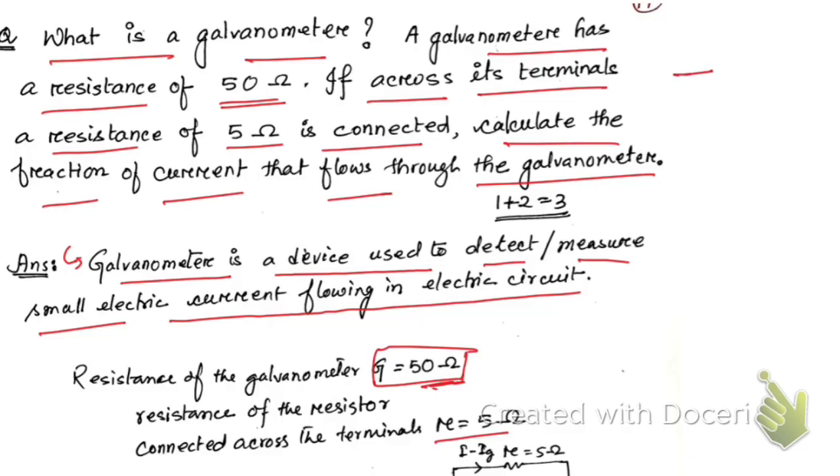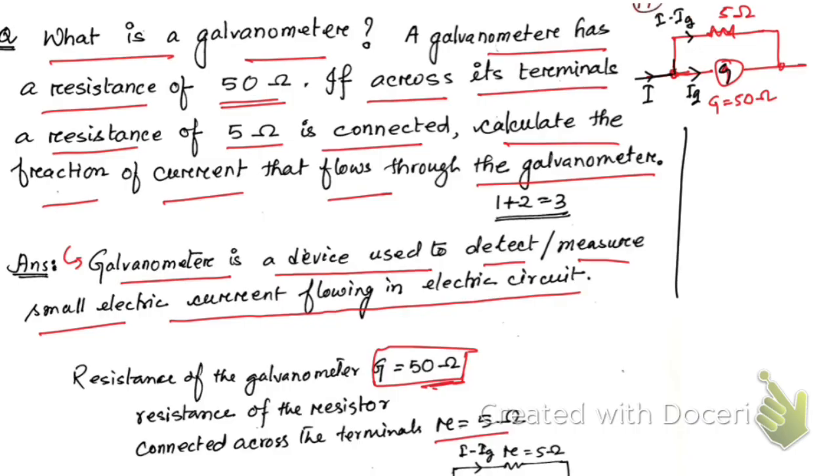Okay, so there is a galvanometer. Suppose this is the galvanometer, its resistance is 50 ohm. Okay, and across its terminal a resistance is connected. This resistor has a resistance of 5 ohm. So we need to find the fraction of current through this galvanometer, right? So let me consider the total current is I, and the current through the galvanometer is, suppose, Ig, then the current through this 5 ohm resistance must be I minus Ig, right?